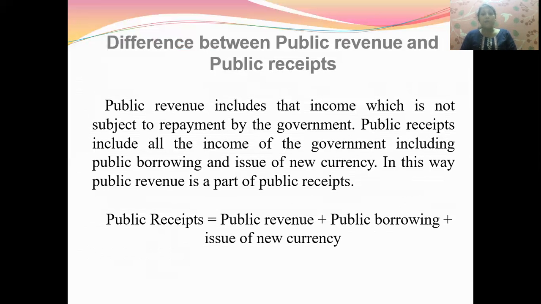So, the difference between public revenue and public receipts. Here we find a new term, public receipts. Public revenue, as already mentioned, includes the income which is not subject to repayment by the government. But the public receipts include all the income of the government, including public borrowing and issue of new currency. In this way, public revenue is a part of public receipts. So public receipts is the addition of public revenue plus public borrowing plus issue of new currency.